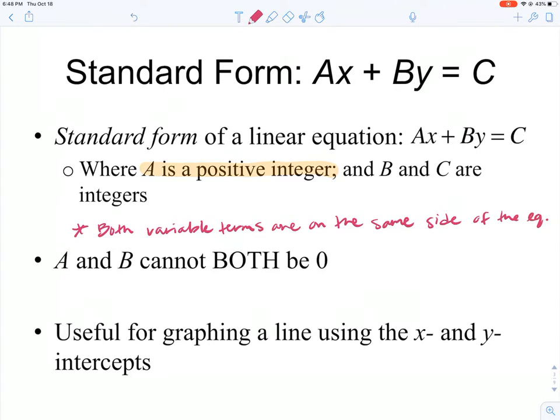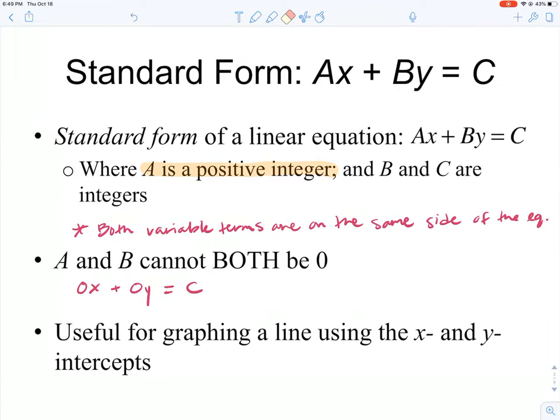Okay, and a and b cannot both be 0, and that should make sense, because if we had 0x plus 0y equals some value of c, well, 0 times a variable is still going to be 0, so both of our variables would go away, and we would have no variable, so we wouldn't have an equation at all. So a and b cannot both be 0, but we'll look at some examples in a little bit of when a is equal to 0 or when b is equal to 0.